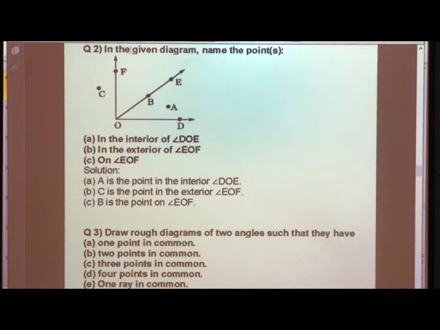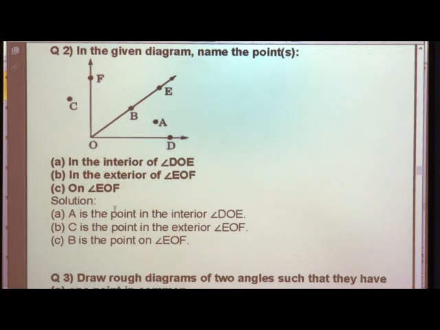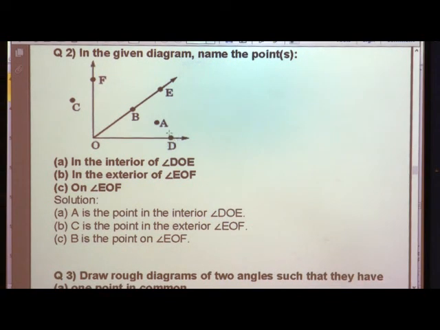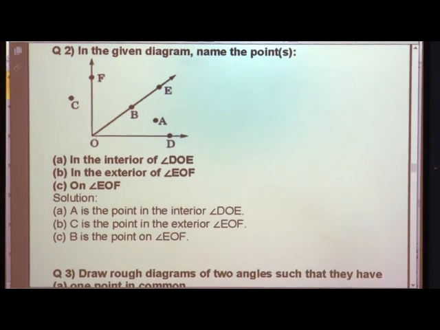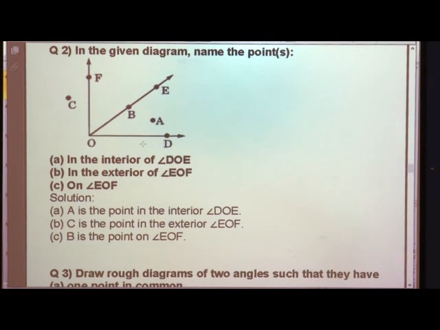Next question, in the given diagram, name the points. By seeing this diagram, we have to name the points. In the interior of angle DOE. First of all, we have to find where the angle DOE is. Now, you can see the angle here is DOE.